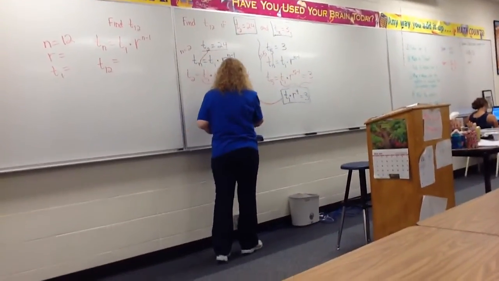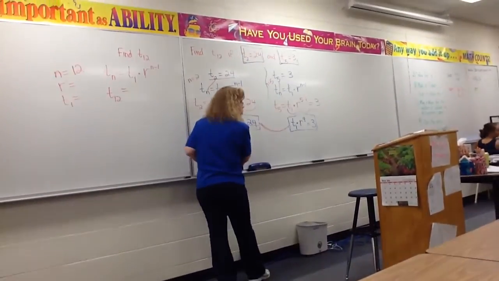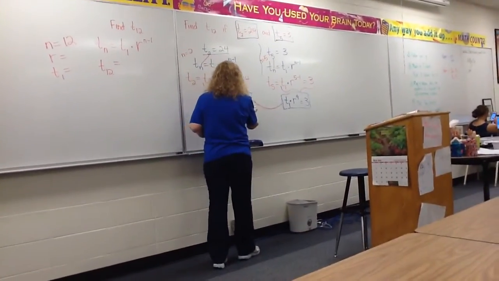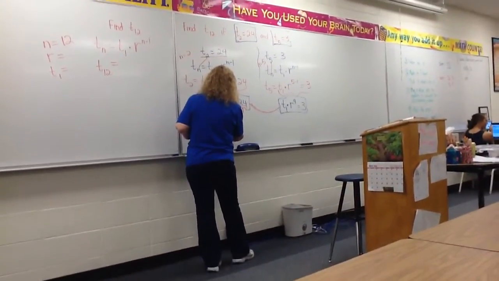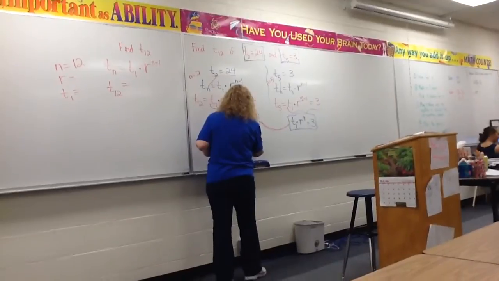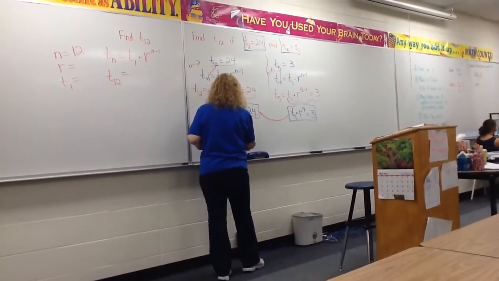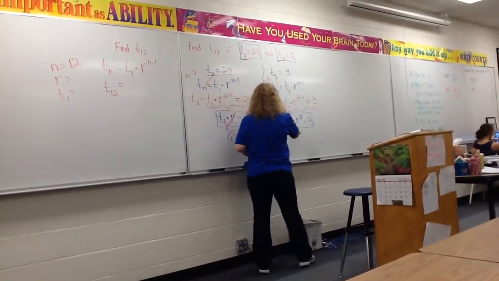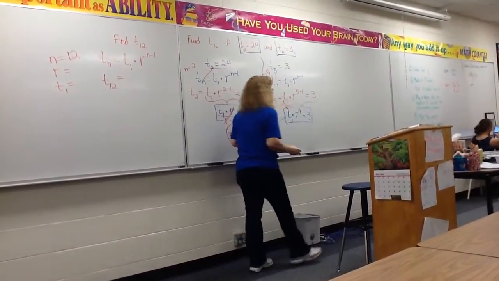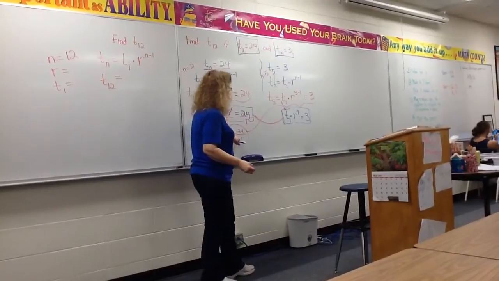Glad someone's paying attention. So divide by r, and that goes away, and what do we get? T1 equals 24 divided by r. What are we going to do with that? Plug it in, right there. What's T1 equal to? 24 over r.